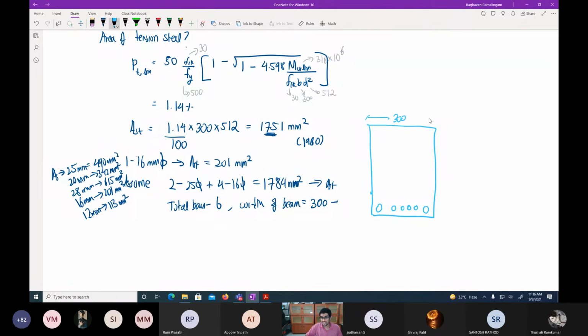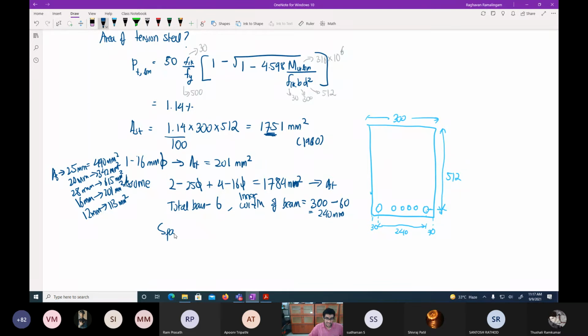This is 300. We took it as 512, and of course I've given clear cover 30, so meaning that this is 240, the in between part. So this is 240 mm. Let me say inner width of the beam.